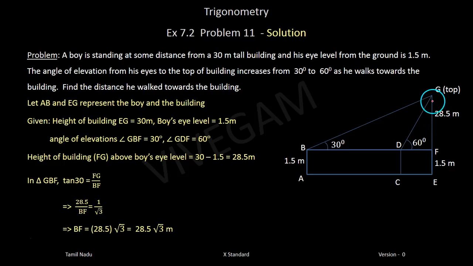Now, in the triangle GBF, tan 30 is FG by BF. Is that right? Tan 30 is opposite, FG, divided by adjacent, that is BF. And what is FG? It is 28.5, and BF we want to calculate. What is tan 30? It is 1 by root 3. Cross multiply, BF will be equal to 28.5 into root 3. Now we got the value of BF.